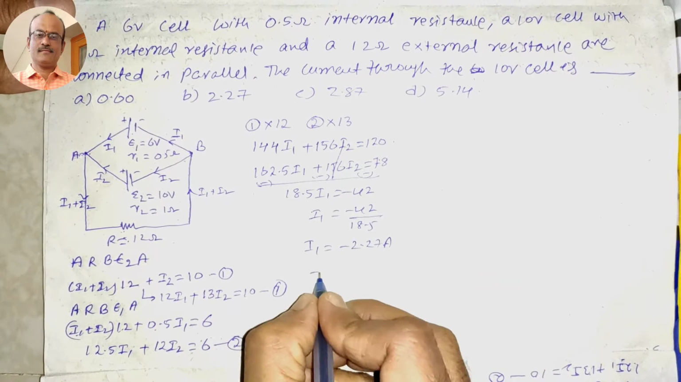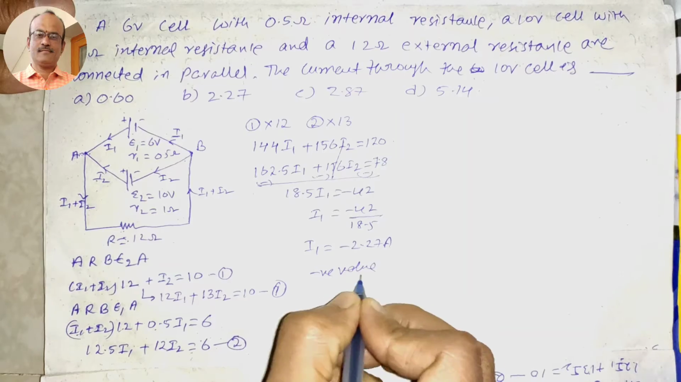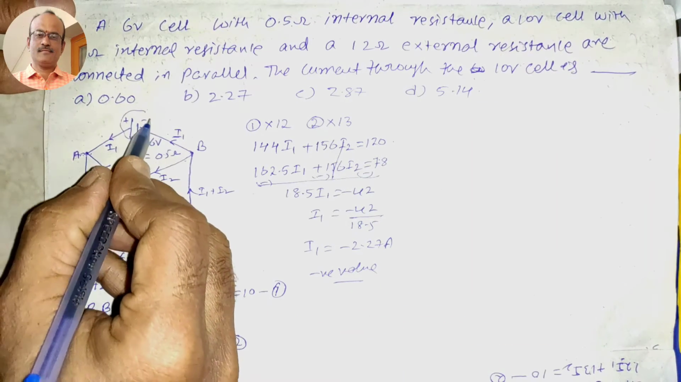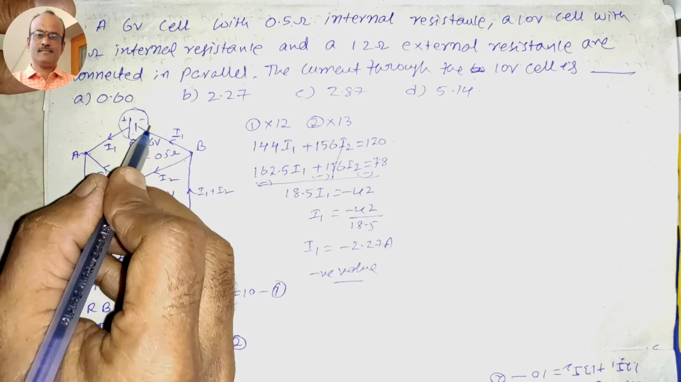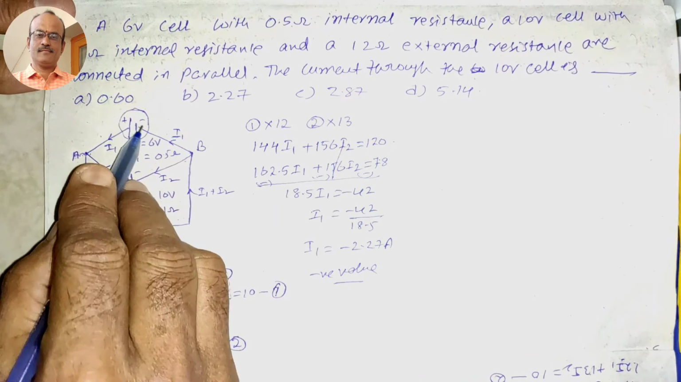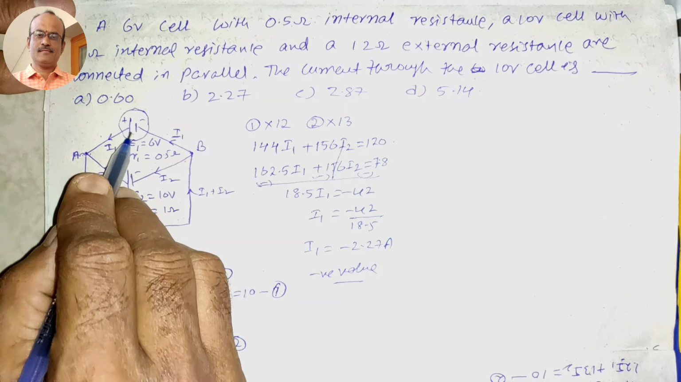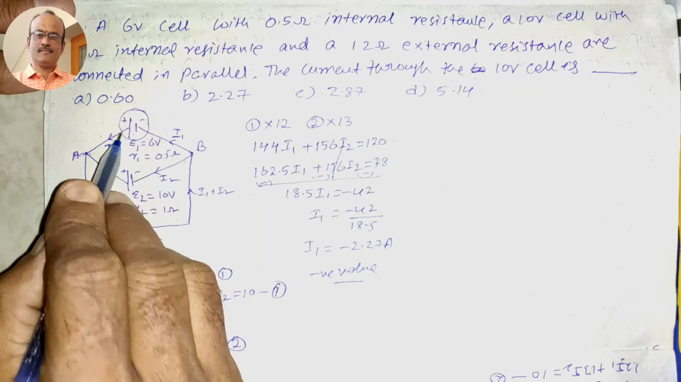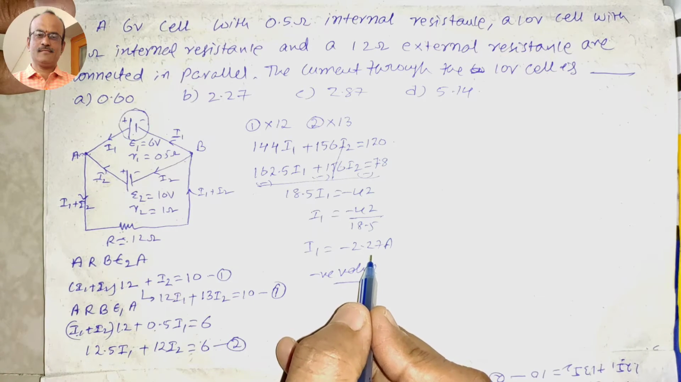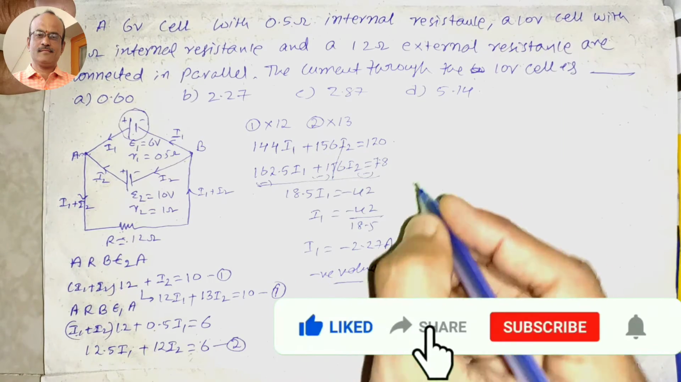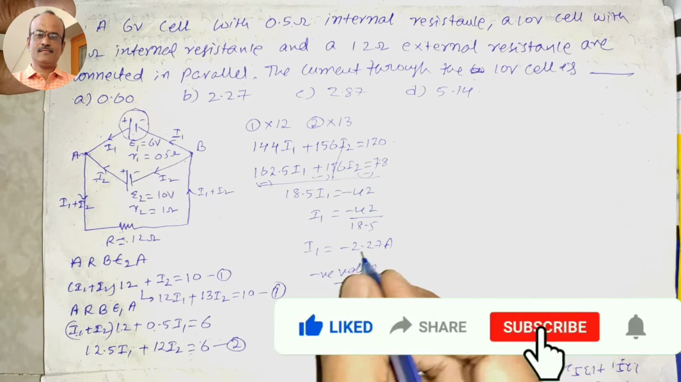So here we are getting the negative value. That means whatever battery position we took, this battery position we had to change. So that's why we are getting minus 2.27. So that means plus this side, minus this side. So our assumption is not considered in this one. But we are getting the I1 value, this current is okay, but the direction we have to reverse.